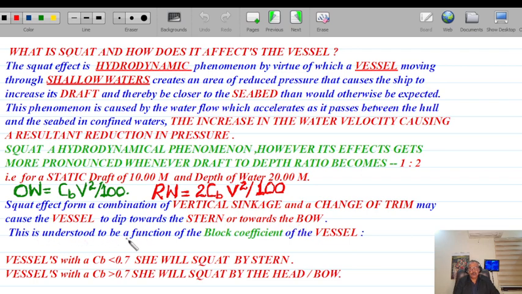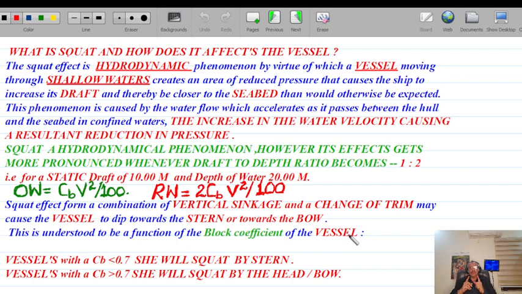This is understood to be a function of the block coefficient of the vessel, because block coefficient is very important. Whenever the second mates in particular are calculating the squat, you must take the block coefficient with respect to your draft, which you'll find in the hydrostatic tables. So when you're making your squat calculation in a company's ISM computerized tabular format, you must take the block coefficient for your existing present draft.